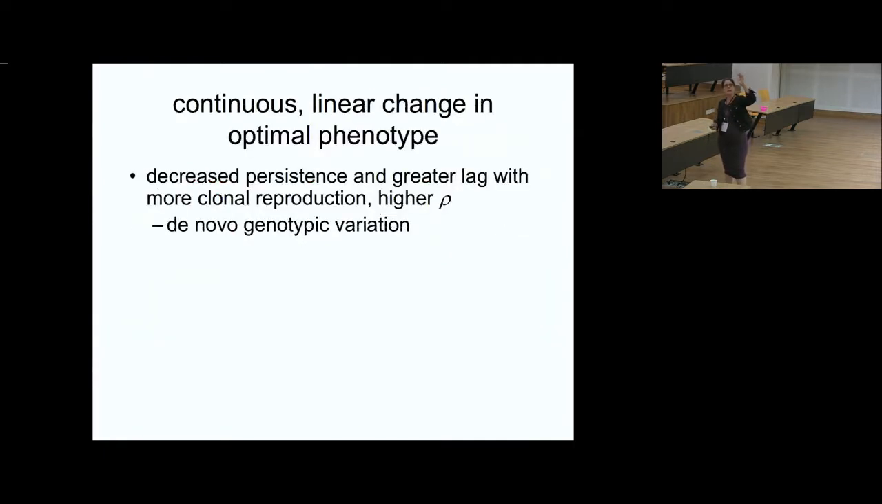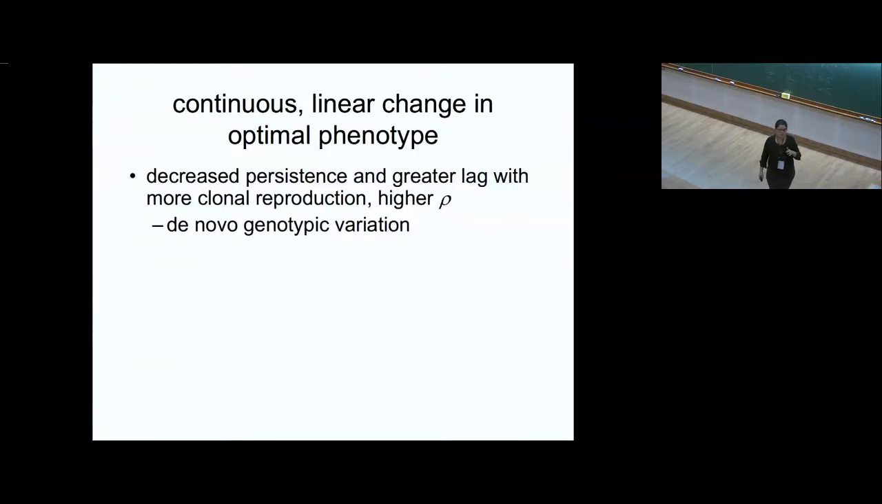So with a continuous, sort of linear change in the optimum phenotype, we see decreased persistence and more lag with more clonal reproduction and higher rho. And again, this is one of those things where, when we first did this, we sort of had an intuition, and then we were wrong, but then afterwards it seems so obvious why we were wrong. It's like, why didn't I think of this before? If you think about what's different about this type of simulation, if you continually are changing the optimum, you rapidly use up the standing genetic variation.